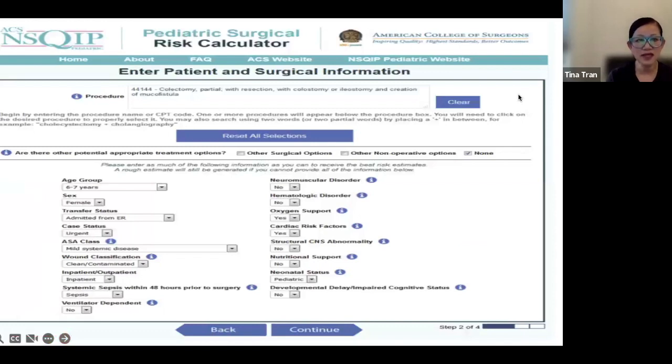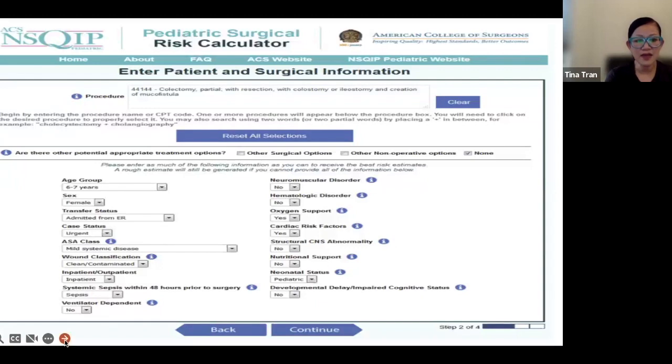Another risk calculator is called the NSQIP calculator. This is the pediatric one because I thought this was captured more clearly on the slides. It allows you to enter information about your patient, their age, if they have any certain systemic disorders, and what the type of surgery it is. Then it will give you information about the patient's risk.